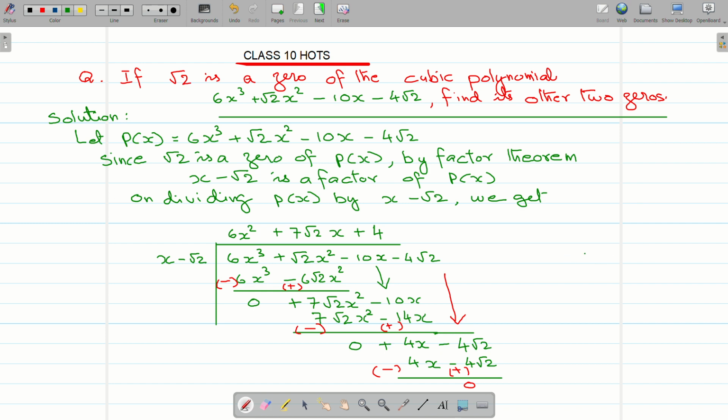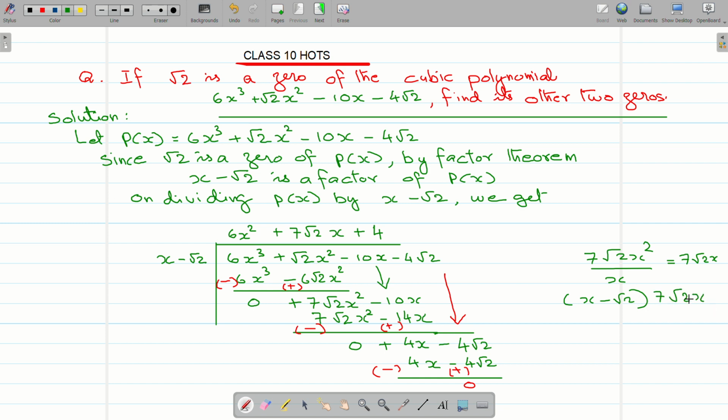Seven root 2 x squared divided by x. That will give you 7 root 2 x. Now multiplying each term, that means x minus root 2 multiplied by 7 root 2 x.